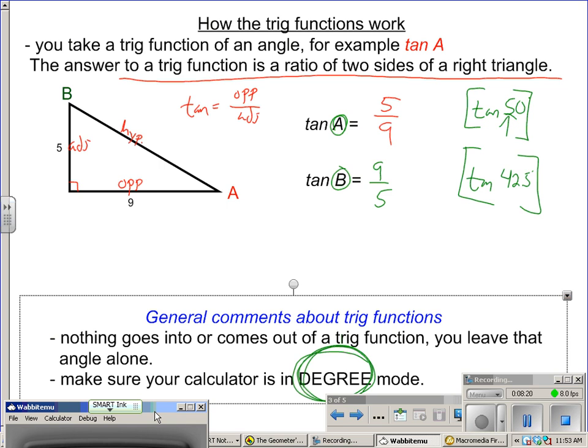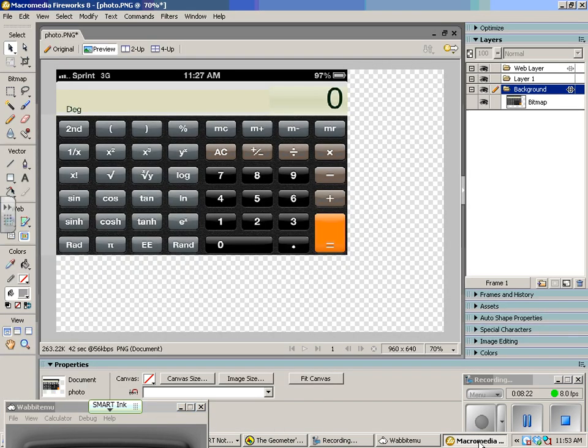If you're one of the people that uses their phone for a calculator, this is just an image of the iPhone calculator. You'll notice right up here, it says DEG. If it doesn't say that, then you need to be hitting this button down here where it says rad, where the arrow is. That'll change it to radians. I think once it's in radians, this button will say degrees. But it needs to be in degree mode.